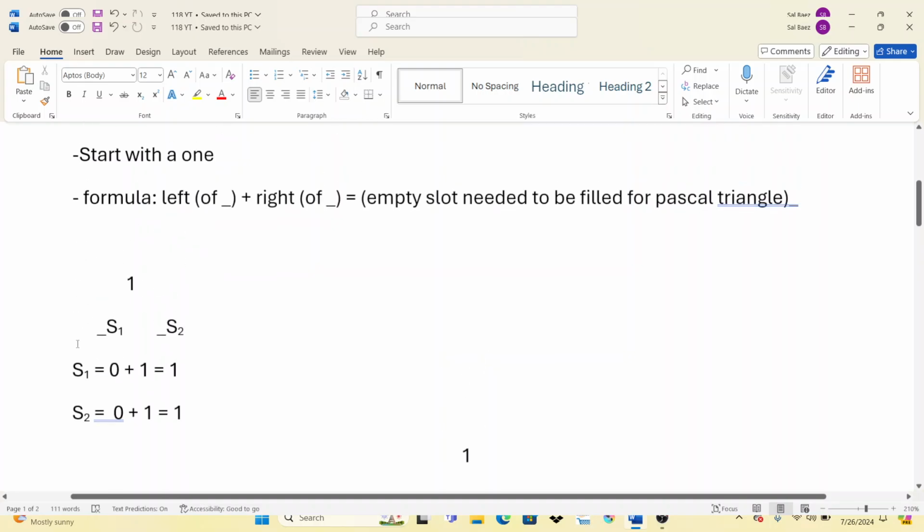To find S1, this first slot here, I say, okay, what's to the left of this? Think of it like you look to the top left of this slot. If you can see my mouse here, I'm going to the top left. There's nothing there, so it's just 0. If I go to the top right, this is a 1 here. So what I'm going to do is 0 plus 1, and this is 1. So this slot is going to be a 1, and the same thing could be said for S2.